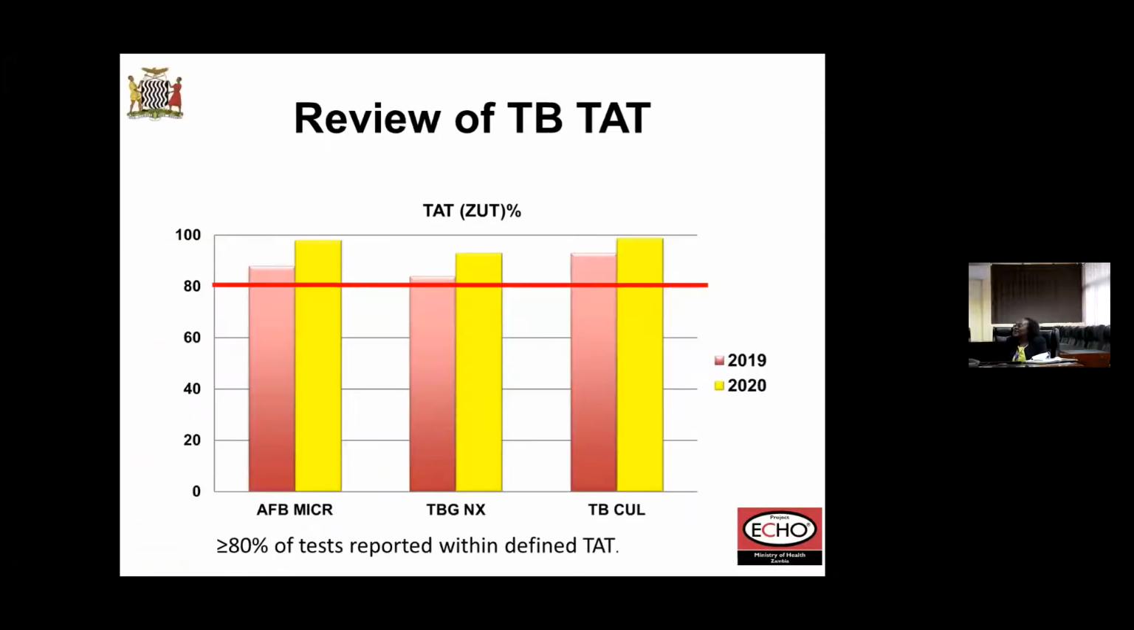Thank you. So TB lab here at UTH, we also had some data concerning the turnaround time. UTH laboratory actually requires that 80% of the time, the test should be reported within a defined time. So those times that they defined for these different assays, this is how they performed last year in 2020. They can even compare between 2019 and 2020. This is how the TB laboratory did. And as you can see, they really surpassed our target.